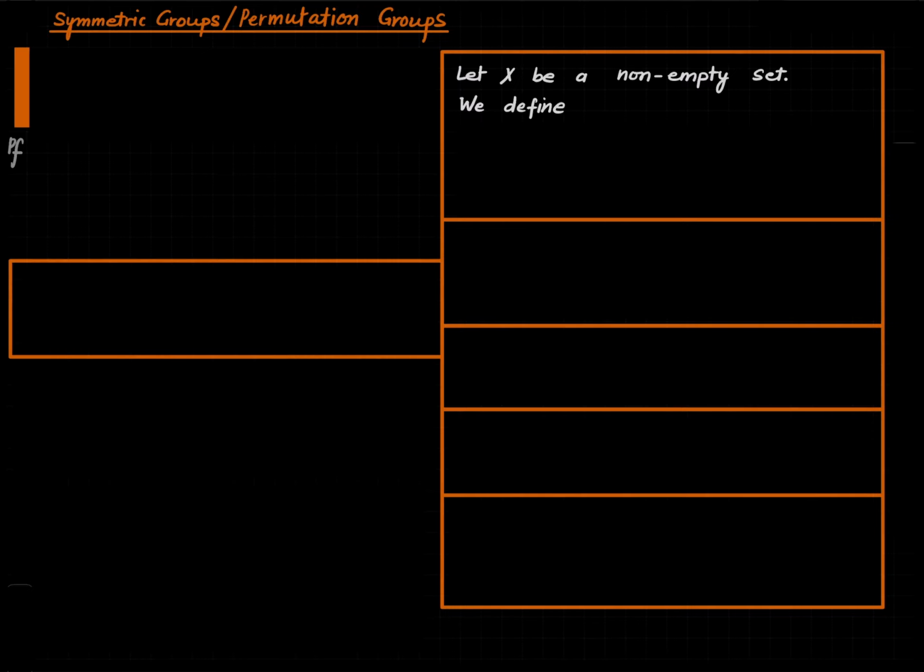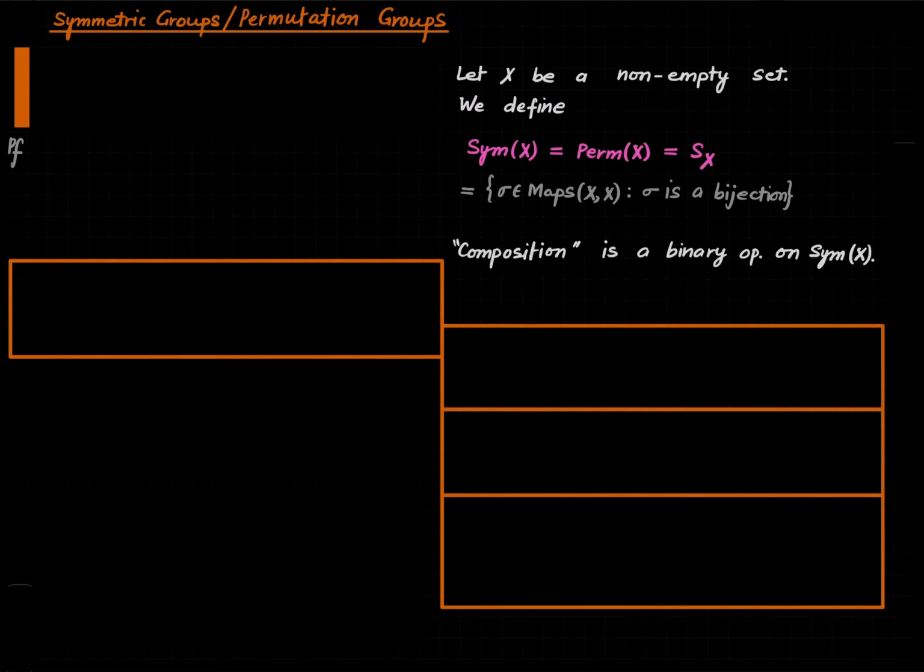And what does that mean? It just means a bijection. So we define for any non-empty set X, Sym X, this notation, to be the set of all the maps from X to X which are bijections. So that's just a set right now, it's not a group yet. And before we talk about the binary operation, let me mention that this is also written as Perm X in some texts and also as S with a subscript of X. Just a notation.